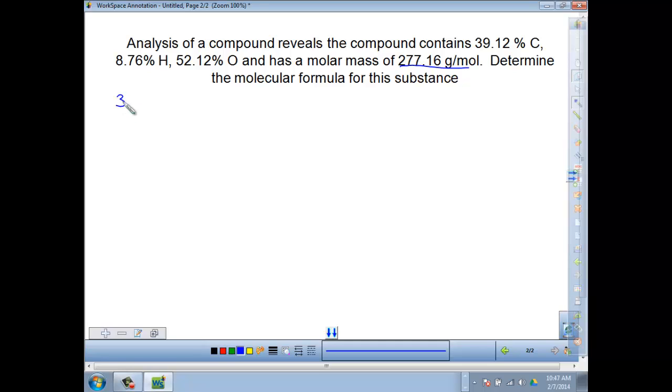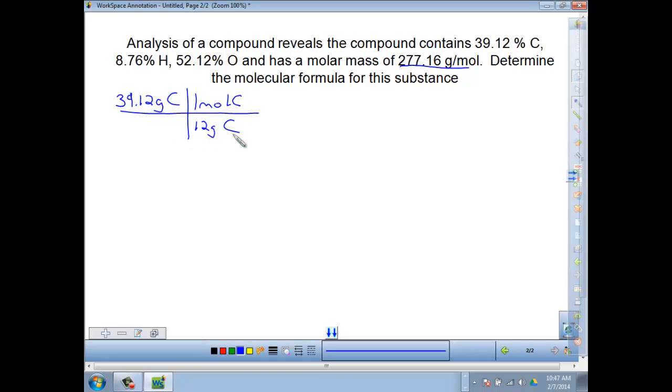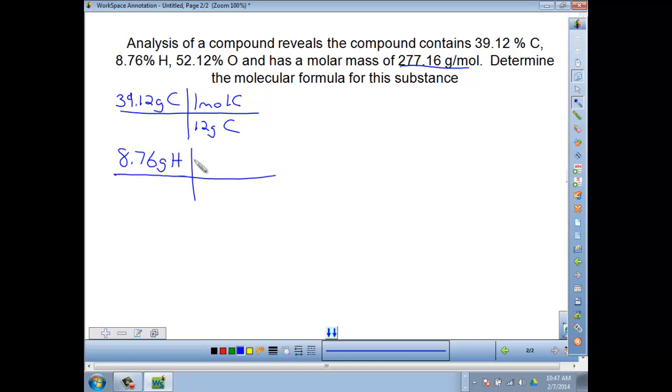As I said before, the first thing you're going to have to do is take each one and convert it to moles. So 1 mole of carbon is going to be 12 grams of carbon. 8.76 grams of hydrogen, 1 mole of hydrogen is going to be 1.01 grams of hydrogen.